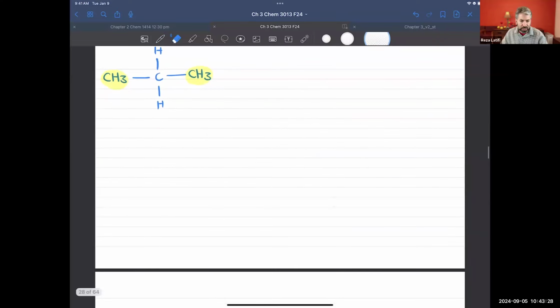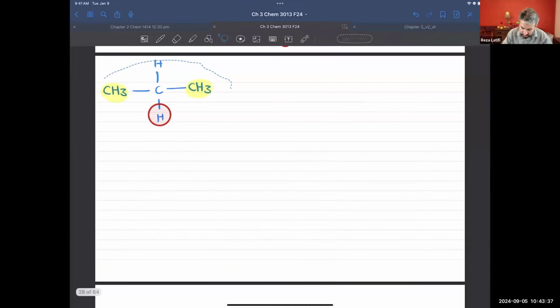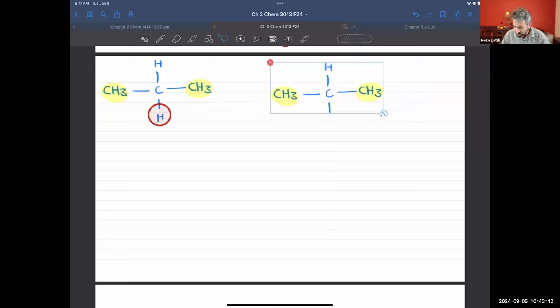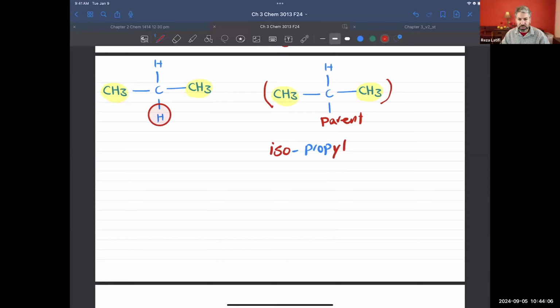Another one: can I remove 1 hydrogen, for example, from the second carbon? Yes, and if you remove it, this is the structure that you will get. The carbon in the middle will be attached to the parent, and this piece is going to be your substituent. The common name for it we call isopropyl. That's the common name for it.